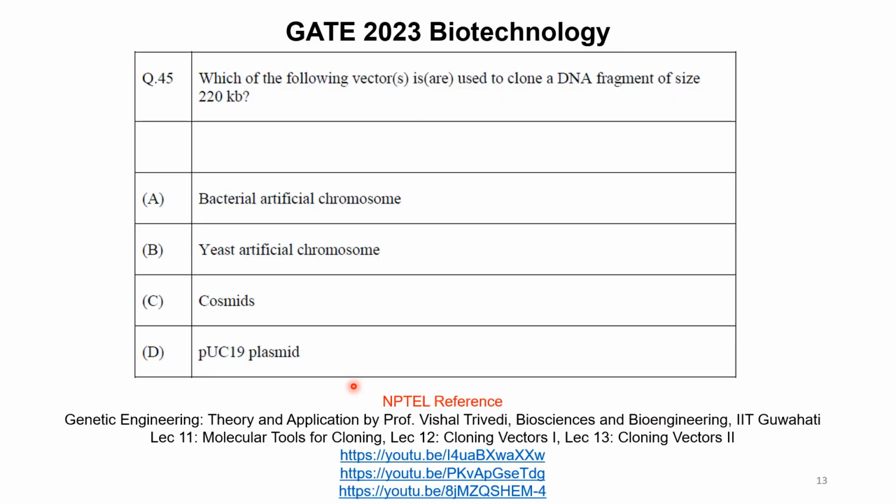Coming to our question, the question was which can be suitable for cloning a DNA fragment of size 20 kb. Obviously, the pUC19 plasmid cannot accommodate such a huge size of DNA. Even cosmids, even though better than pUC19 in accommodating large sizes of DNA, are not suitable for this size. Only bacterial artificial chromosomes and yeast artificial chromosomes are actually suitable for cloning this huge size of DNA fragment. So the answer will be both A and B.